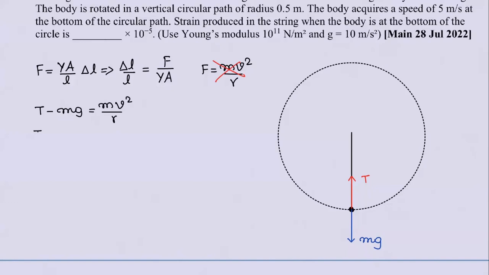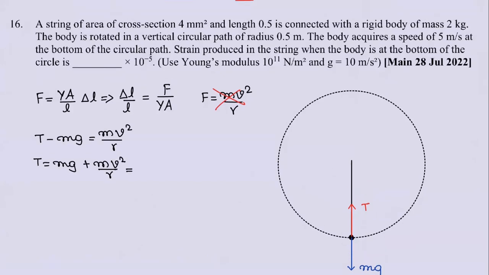Now, if you solve it, T is equal to mg plus mv square by R. Now, what is the mass? 2 kg. Okay, 2 into g, g is given as 10, good. Plus 2 into, what is the velocity? 5. 5 square is 25 by R. R is the radius, which is 0.5. 0.5, 4 times. 4 into 25 is 100, so 20 plus 100 is 120. So tension T is equal to 120.